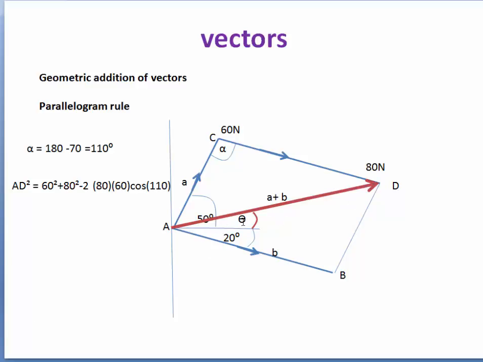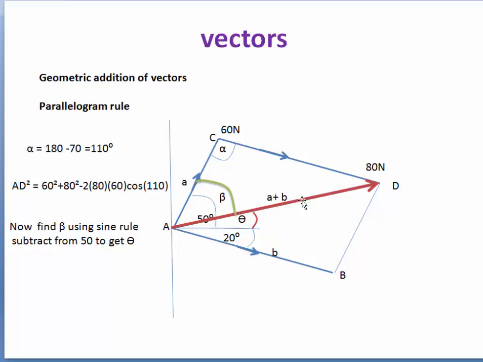Now we need to work out the angle here, angle theta. So how do we do that? First of all, we work out this angle beta using the sine rule, because now we know this side, we know this angle, so we can use the sine rule. So we know this side, and we want to find angle beta here. So using the sine rule, we get angle beta, and then this angle theta is merely 50 degrees minus angle beta.